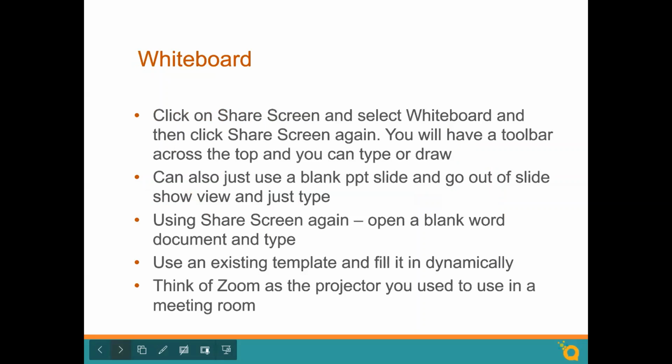We talked a little bit about the ability to whiteboard, you know, how to use a blank PowerPoint slide, sharing screen, those sorts of things. And I mentioned during that session, just think about Zoom as the projector you used to have in a meeting room. And today I'm going to say I'm thinking about Zoom and my computer screen as all of you sitting out there, just like we would be in a meeting room, and show you how to process map.